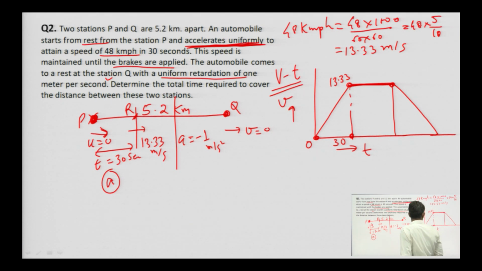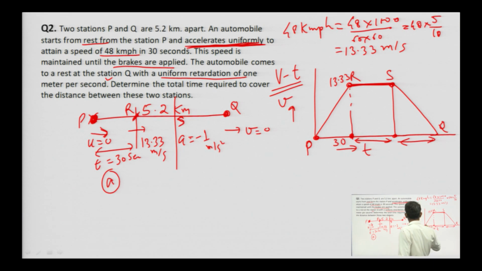Okay. So, we need to what? We need to find this time. And we know that the area under the v-t graph is distance. Suppose this one is S also. So, this is O, actually this is P, this is R, this is S, this is Q. This is the representation, P, R, S, Q.